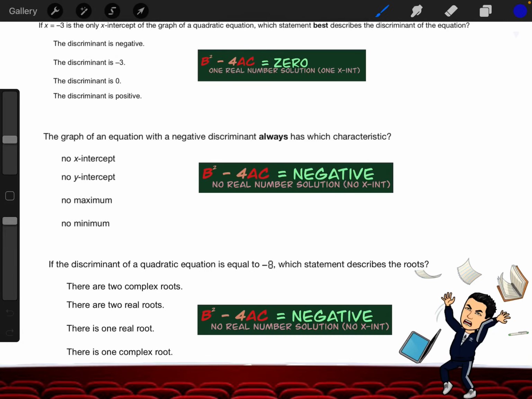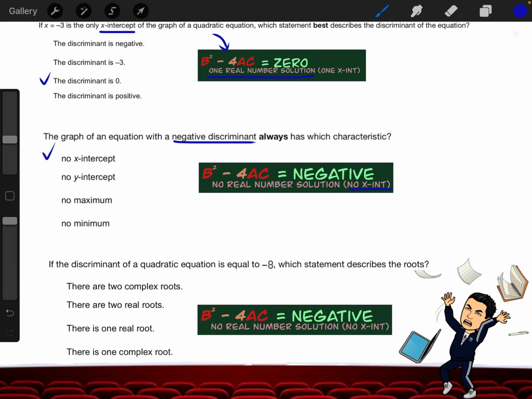All right, so I already put the pictures from the lecture, showing you guys that when the discriminant is equal to 0, you only get one real number solution. Okay, so this is what the first question is about. So you only get one x-intercept, which means that the discriminant is 0. All right, so with the negative discriminant, what's going to happen is that you're not going to get any x-intercept, right? So choose the first one.